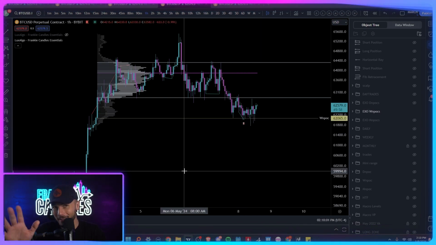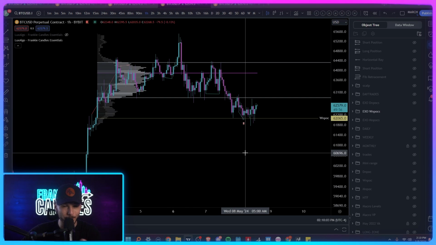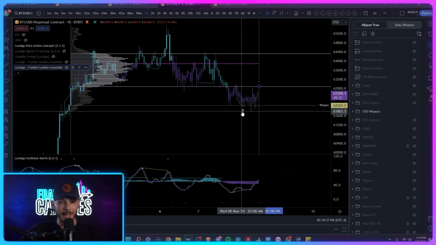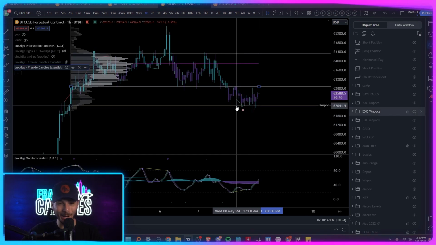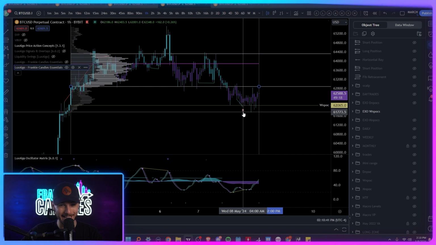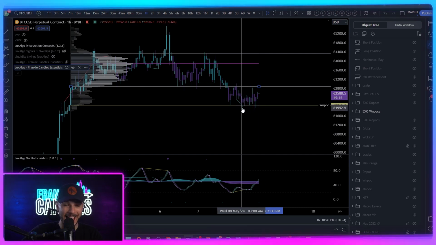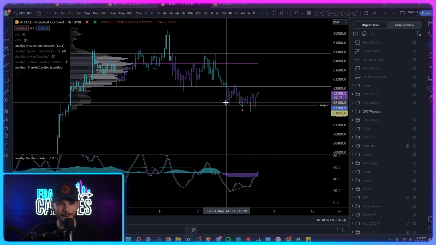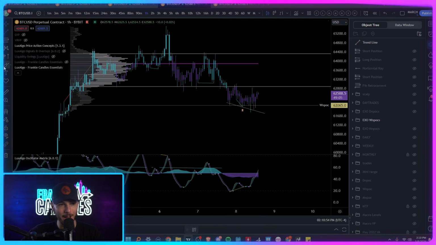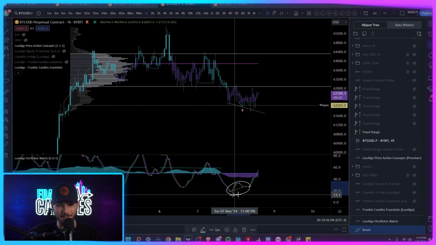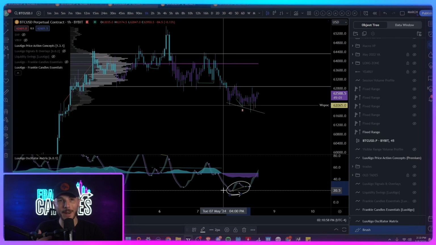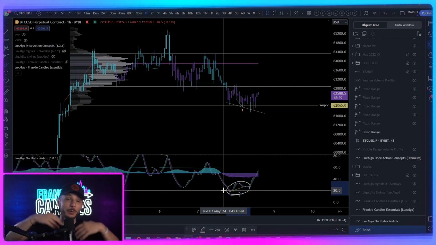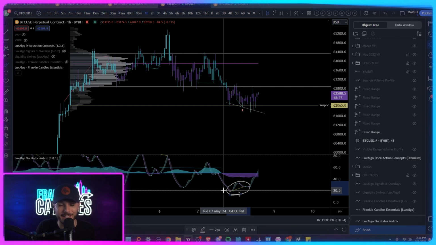And again, if you guys keep up with the channel, you know one thing that I really like to look at are divergences. And as you can see here, not only is the Frankie Candles Essentials indicator pointing out a little divergence that we had right here, but you can also see this bullish divergence is confirmed on the LuxAlgo oscillator matrix right here, marked out by this gold line. This is really good for a lot of people who are maybe new to the charts and not really sure what they should be looking at for these divergences.